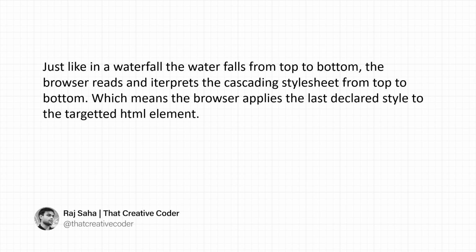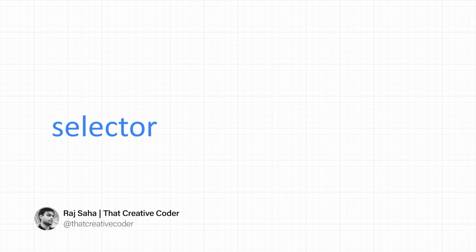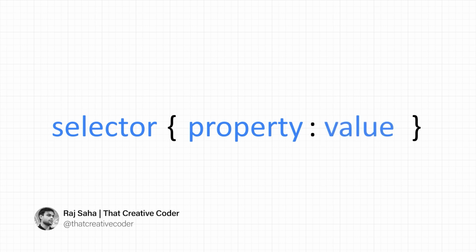So let us quickly see what a CSS syntax looks like. In a CSS syntax, we have a selector part and a declaration block part. So this is the selector, and inside the curly braces, we have the declaration block. What are the parts in the declaration block? First, we write the property, then we give a colon, then we write the value, and then we end the statement with a semicolon, right?